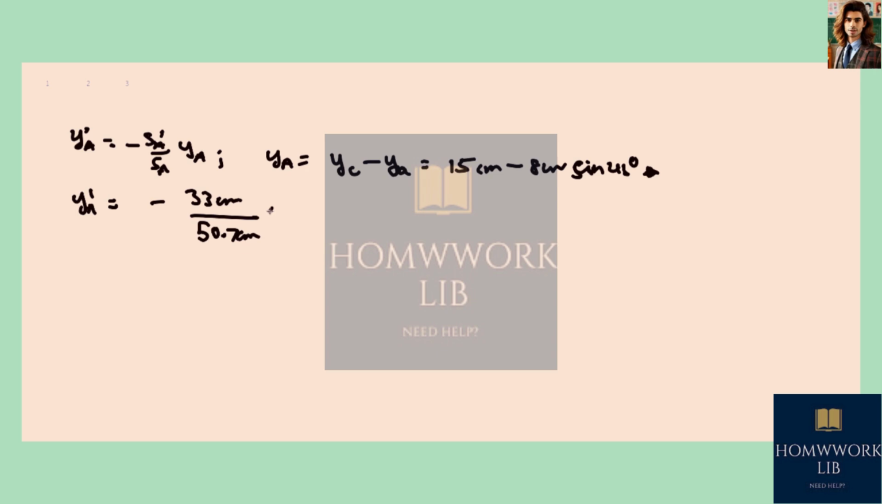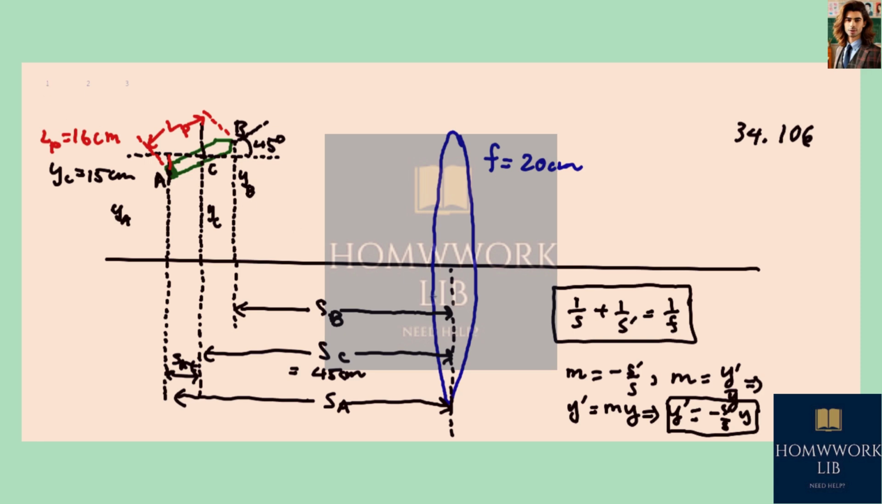And then that times YA, which is 15 centimeters minus 8 centimeters times sine of 45 degrees. And that gives me a YA prime of minus 6.10 centimeters. So YA is down on this side.